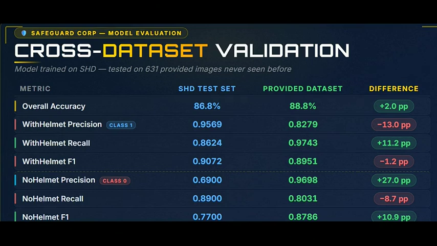The ultimate test of a model is how it performs on data it has never seen before. The provided 631-image academic dataset, never used for training, never used for validation, was used as an independent out-of-distribution test set. The Experiment 4 model achieved 88.8% accuracy and a macro F1 of 0.8869. This is not only above the 0.8 threshold, it actually exceeds the performance on the SHD test set by 4.7 percentage points. The model learned real helmet features.